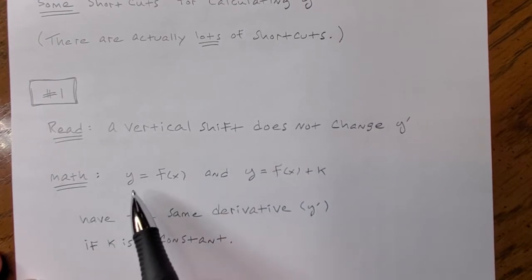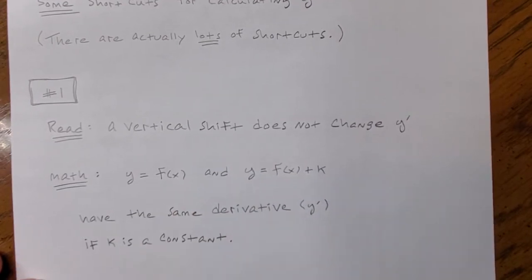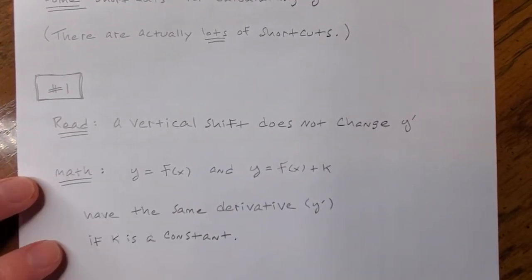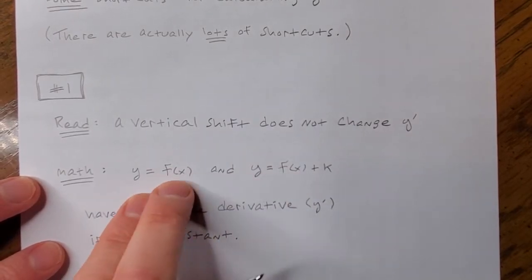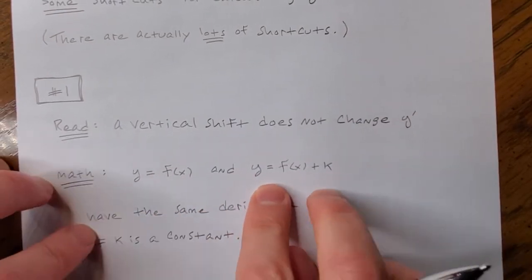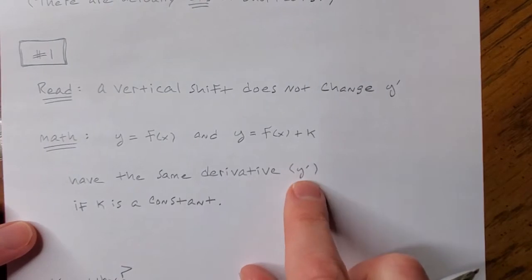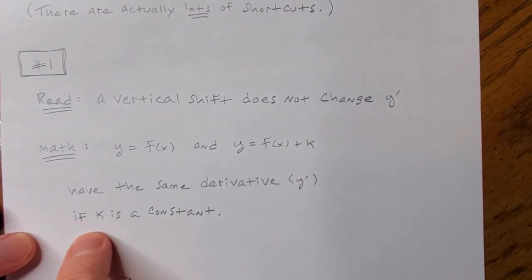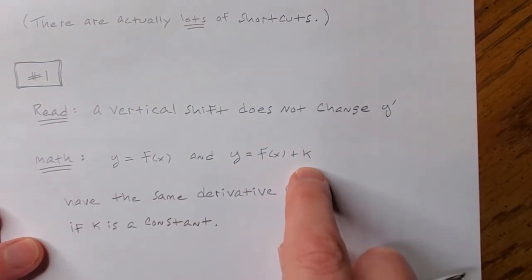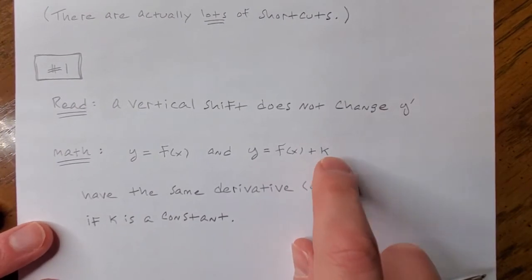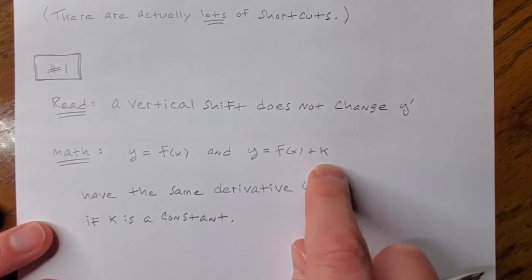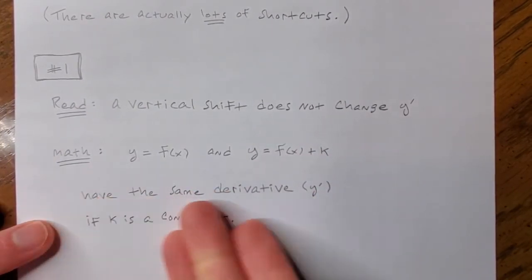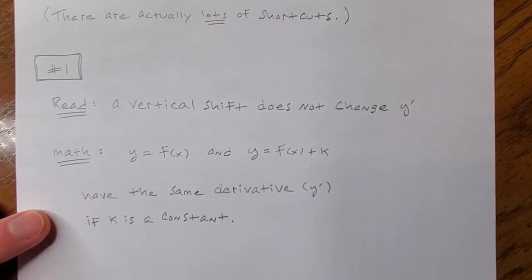It's a little bit sloppy for me to define them both in terms of y, but you see what I'm trying to say. This versus this, just in isolation, have the same y prime, as long as that k is a constant. That k is what's responsible for there being a vertical shift. Now, rather than talk more about this, I thought I'd show you a little picture. Maybe the picture will help solidify things.